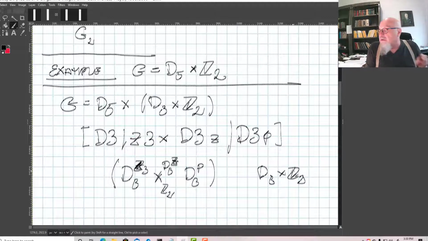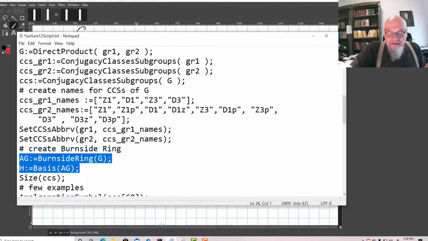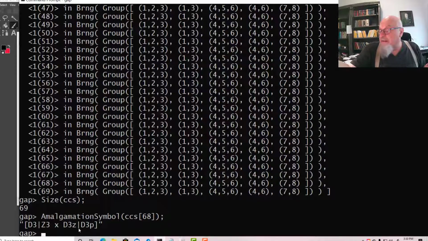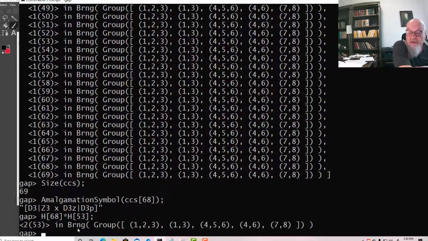Now you would like to multiply something. Let's multiply something and find out what this is. You have the amalgamation symbol here, and okay, let's multiply. So I say h, and here I have 68. I multiply h 68 times h 53. I don't even know what is 53. Yeah, I got it. 2 times 53. What is h53? CCS, so the amalgamation symbol.